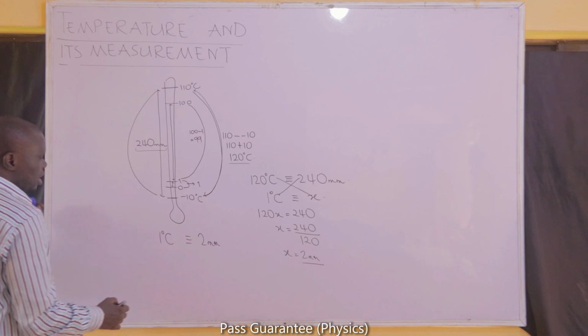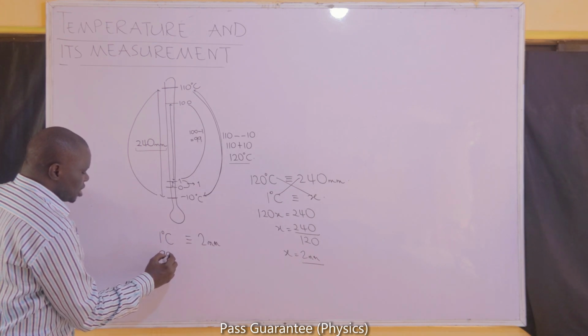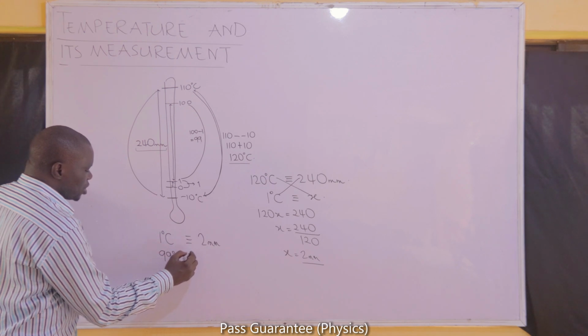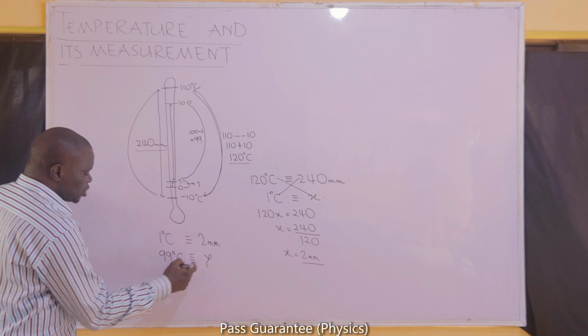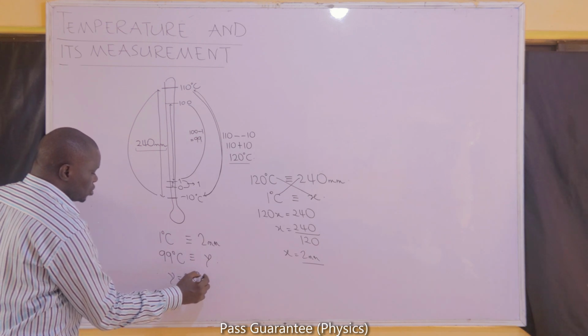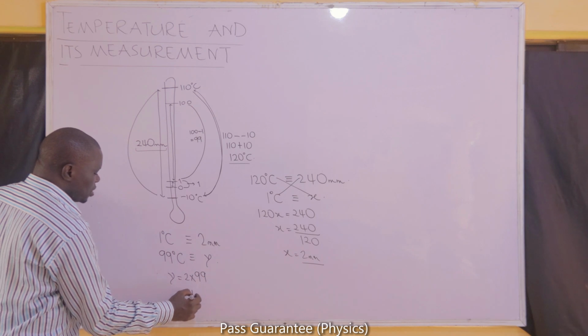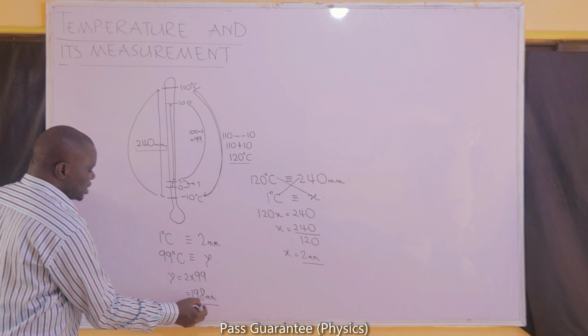1 degree Celsius change in temperature will give me a change in length of 2 millimeters. If it will give me a change in length of 2 millimeters, I can therefore say that a 99 degrees Celsius change in temperature will give me y. If I cross multiply, y times 1 is y, must be equal to 2 times 99. 2 times 99 should give me 198 millimeters, and that is the answer that I have here.